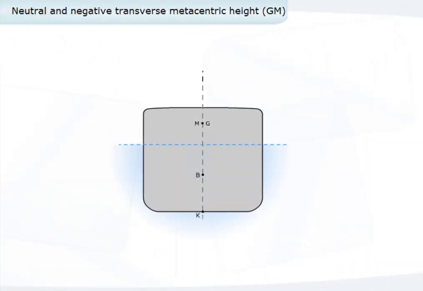When the center of gravity, G, is at the same point as M, there is no righting or inclining lever, and the ship is said to be in neutral equilibrium. The vessel will roll over without resistance when influenced by an external force, such as waves. Under normal circumstances, as it rolls, M will eventually move upwards and prevent the ship from capsizing.